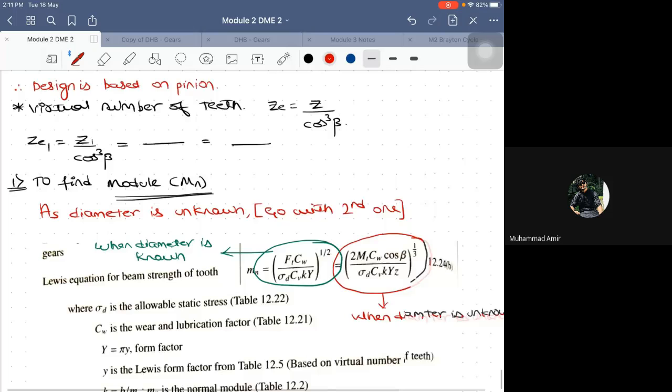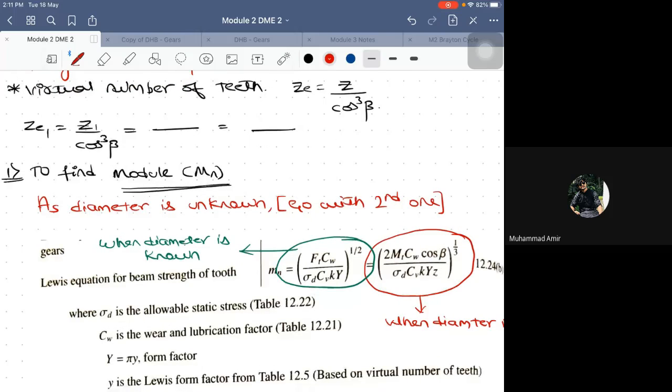Now, virtual number of teeth you just calculate. You know the value of Z there. It's 24 teeth on that particular gear. So cos cube beta, where beta is given as 30 degrees. So what is the virtual number of teeth?